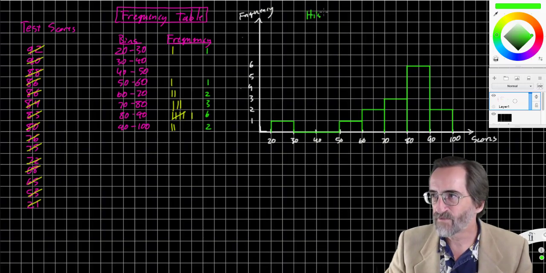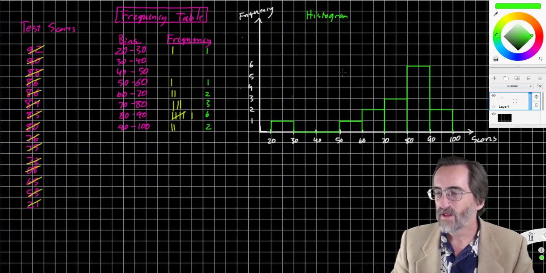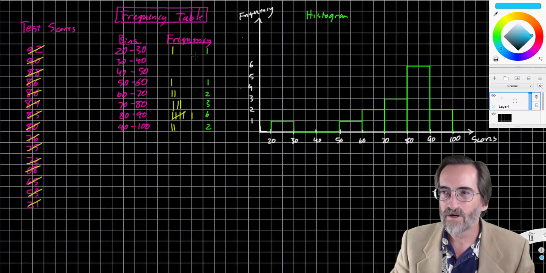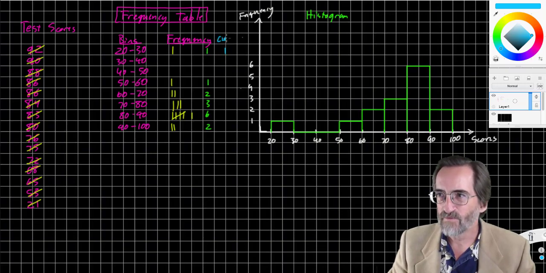Okay. Now there is something called a cumulative frequency table. Okay, and that does this. Basically, it sums up the column, the bin frequency, plus all the other ones before it. So 1 is the first cumulative frequency.